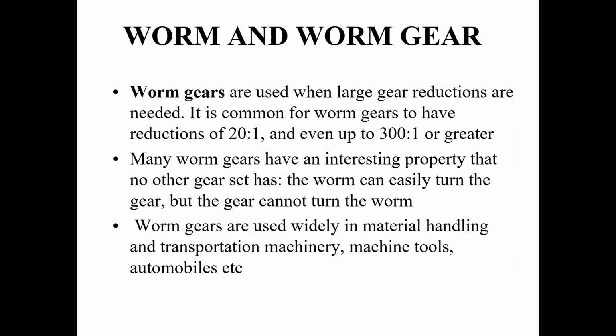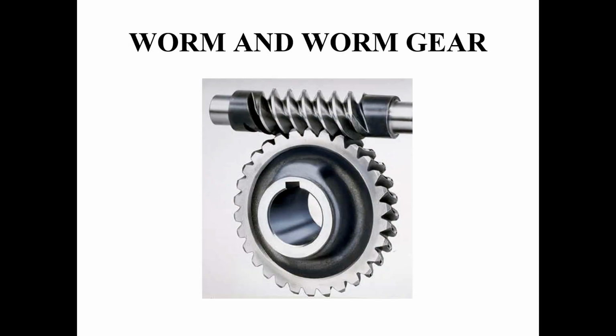The next is worm and worm gear. It has a speed reduction ratio of 300 to 1. When you have a higher speed but have to work the machinery at a slow speed, you can apply the worm and worm gear. It is used for large gear reduction. Worm gears have an interesting property that no other gears have. They are widely used in material handling and transportation machinery. This is a pictorial view of worm and worm gear.